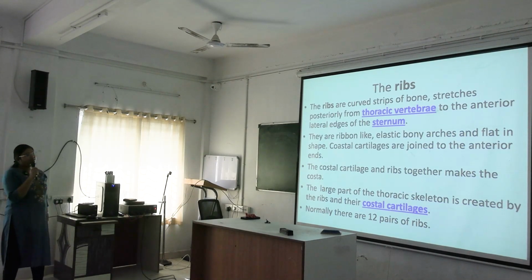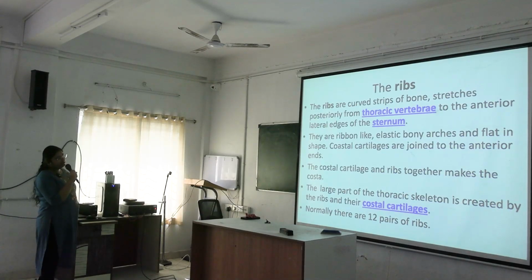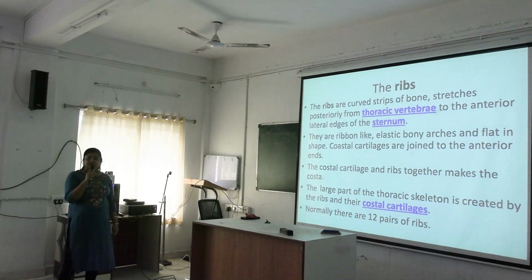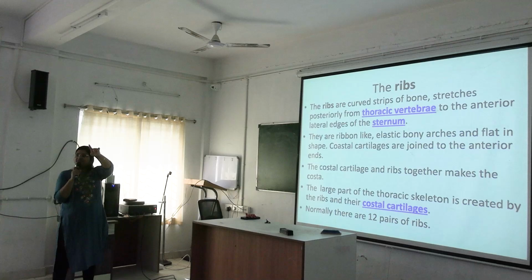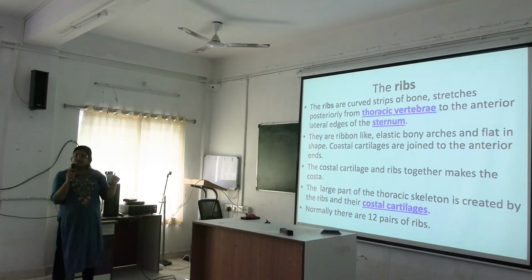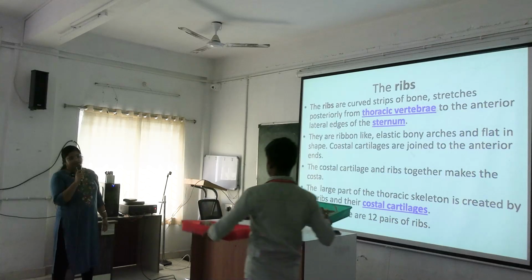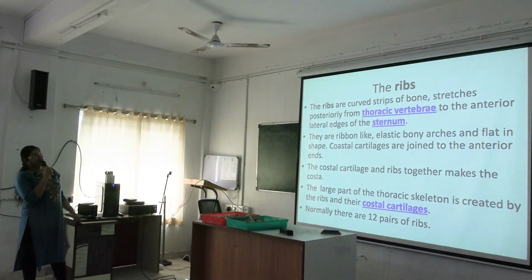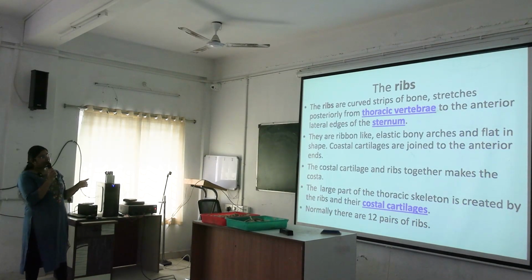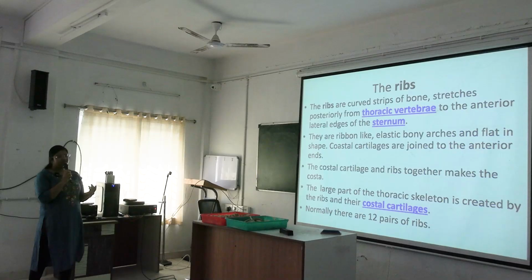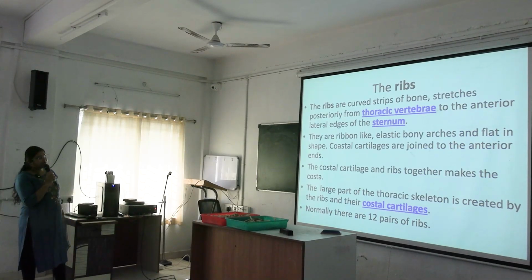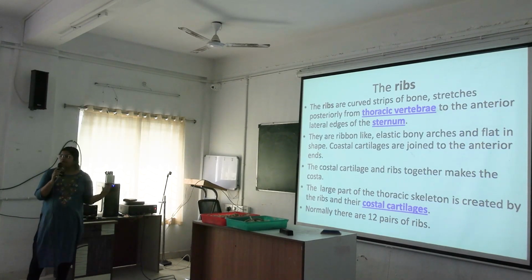The large part of the thoracic skeleton is created by the ribs and their costal cartilages. Okay, you have seen the skeleton there in the dissection hall. Thoracic cage is formed by the ribs and the costal cartilages. Okay, so the large part of the thoracic skeleton is created by the ribs and their costal cartilages, and normally there are 12 pairs of ribs.